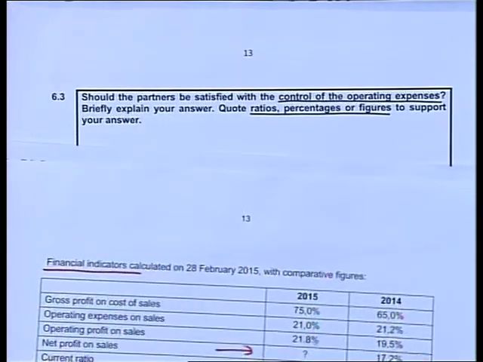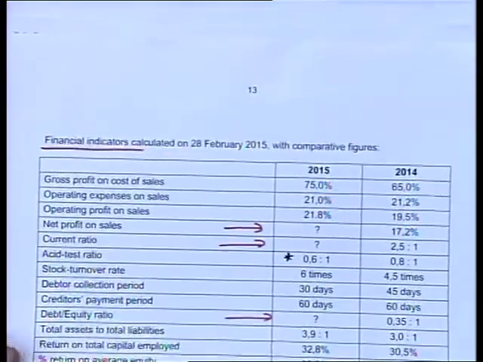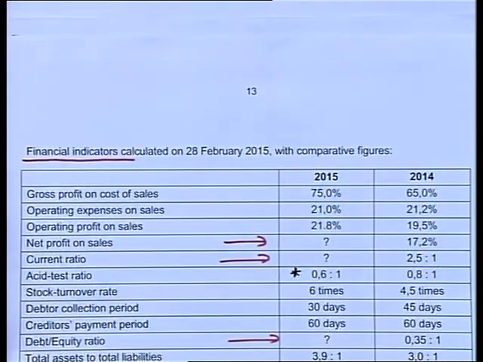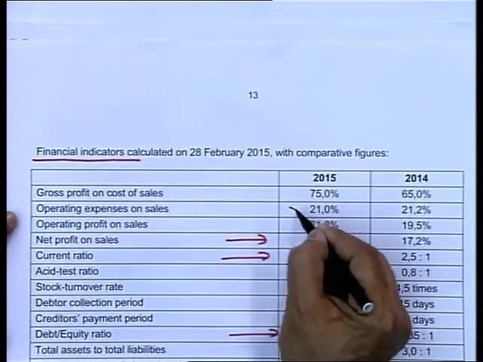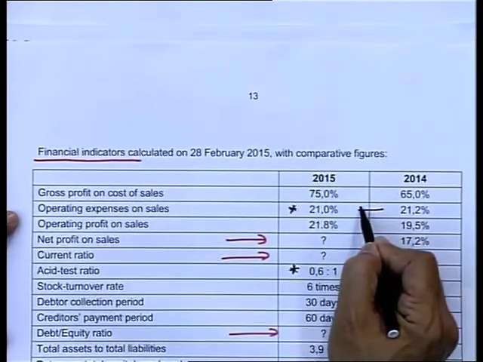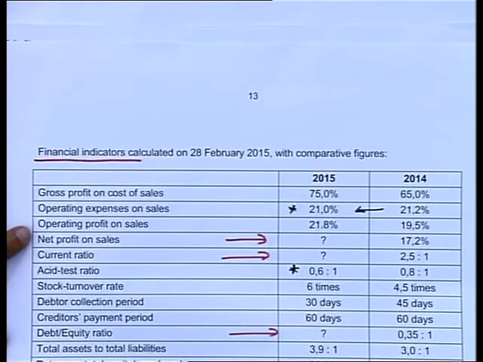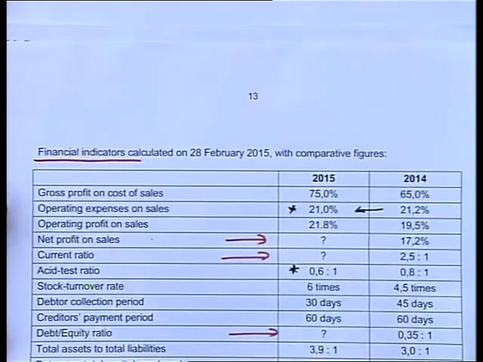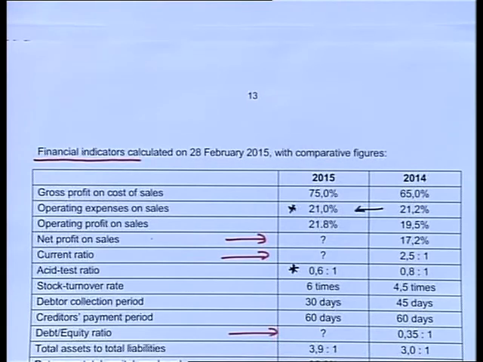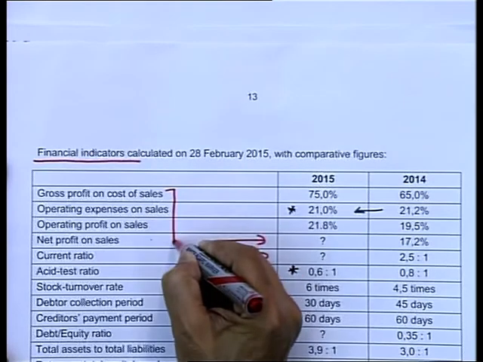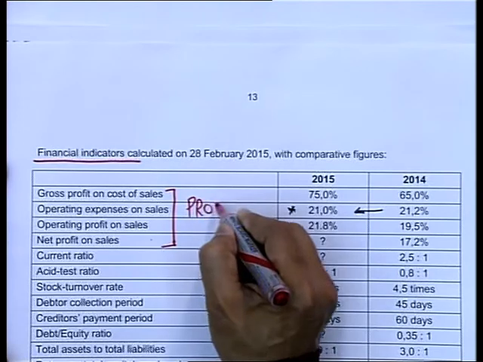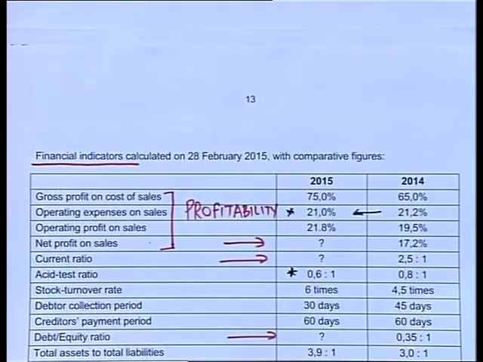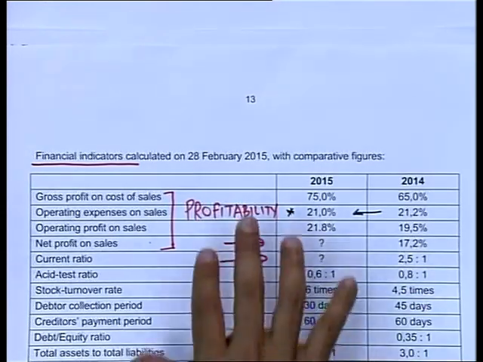So we get the financial indicators. Here we go. But what do they want? They want to see whether the business is controlling the expenses. Okay? So we have to look at the operating expenses on sales. We have to look at that. Okay? So what happened to that particular financial indicator, first of all? Okay? And if the business is controlling the operating expenses, then clearly the profits will be more. So all of these ratios, like I said earlier, all of them have to do with the profitability. That's all profitability ratios.